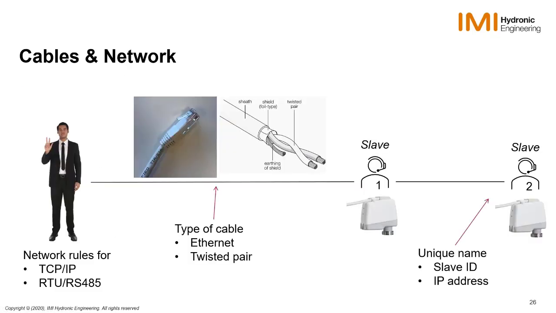So cables and networks are different for Modbus TCP and RTU. You have different network rules, how you connect the wires and what configurations you need to make. RTU, you have that baud rate and parity bit. TCP, you have your gateways and ports. The cable is different, Ethernet and twisted pair. And then we're going to name our slaves differently as well. So the unique name will either be a slave ID or an IP address.